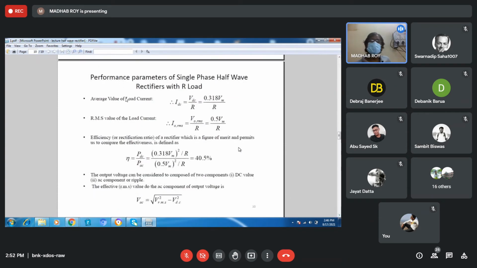Now the average value of the load current will be the average voltage divided by the load resistance, and the RMS value of the load current is similarly the RMS voltage divided by the resistance.